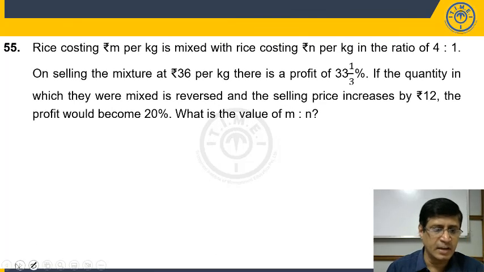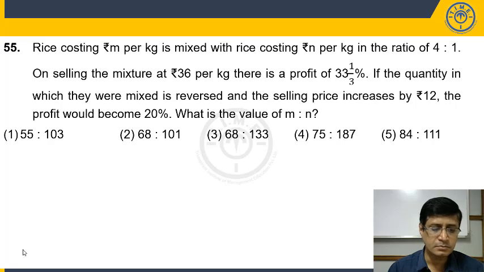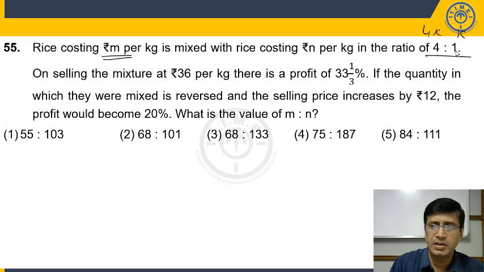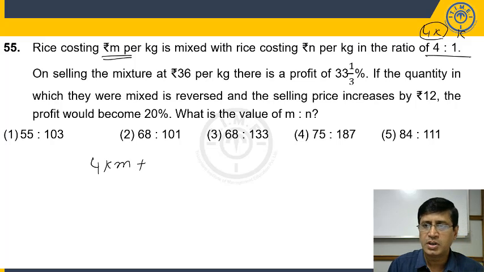Now look at the next example on your screen. Rice costing m rupees per kg and n rupees per kg is mixed in the ratio 4:1. So 4:1 ratio means I am taking 4k and 1k. With m rupees per kg and 4k as the quantity, it is 4k into m, that is 4km. The next value is k into n, that is kn, for the second variety. What is the total cost?